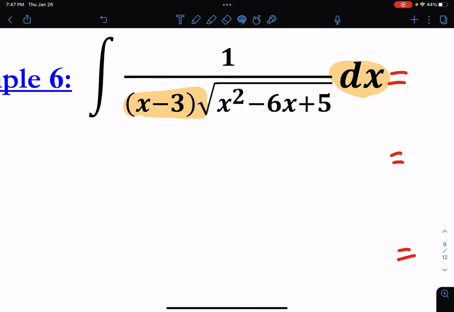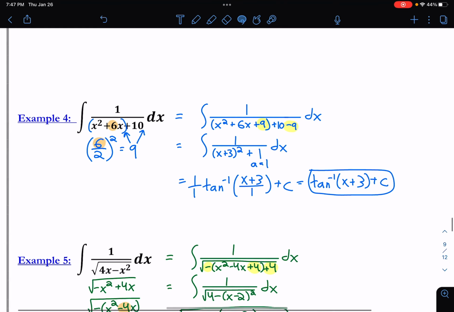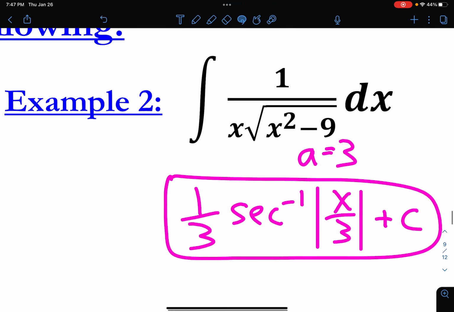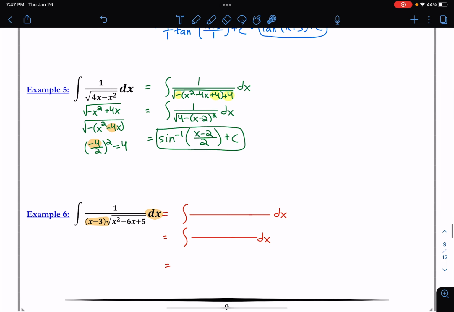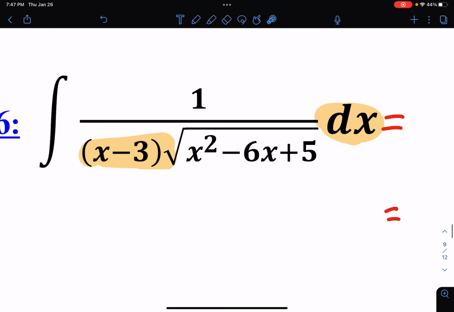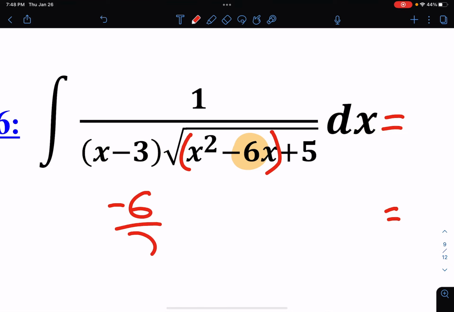And so again, what I'm looking for here is trying to match it up with our rules where we get our inverse trig functions. And when I see something in front of a square root in the denominator, I know this is going to be a secant inverse. Okay, so let's see if we can make this match up and look nice. All right, so inside my square root, I have x squared minus 6x. I'm going to take the linear term, negative 6 divided by 2, square it. I'm going to get 9 again.